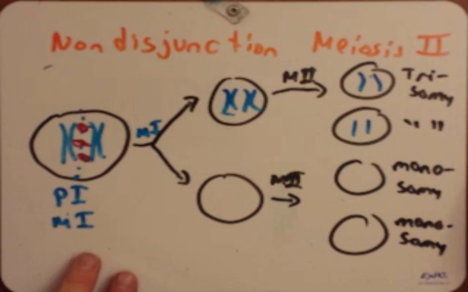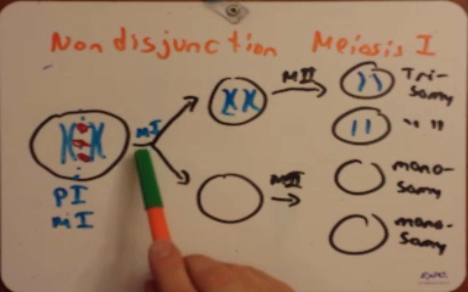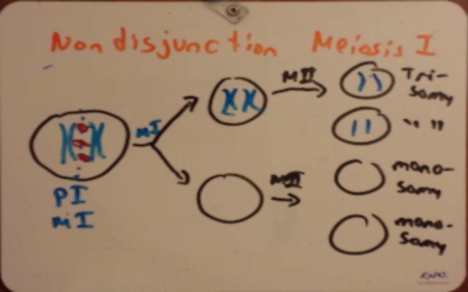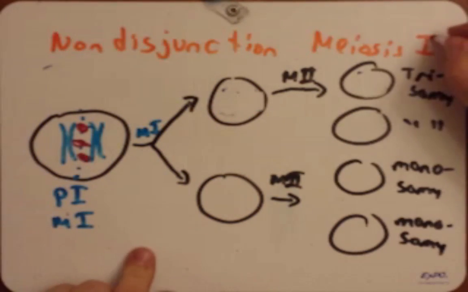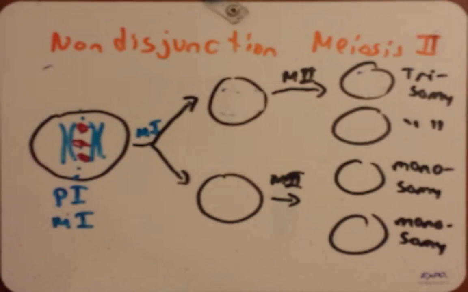Oh, I just noticed kind of a big mistake here. This is meiosis 1, not 2, meiosis 1. Nondisjunction during meiosis 1. My apologies for that up there. Now let's look at what happens with nondisjunction during meiosis 2. And now I'm going to change this back to 2, because now we're looking at nondisjunction in meiosis 2.